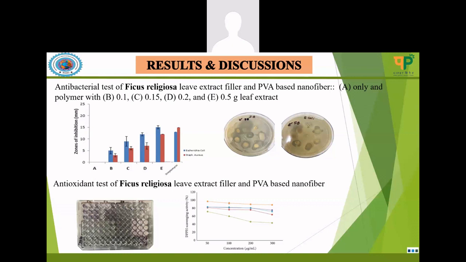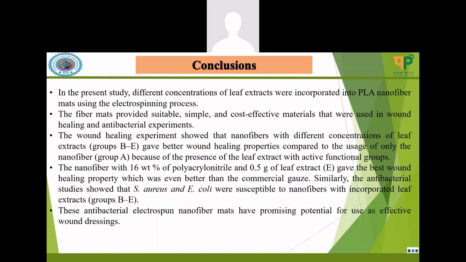Now the last one is the antioxidant activity, and here also we can see clearly that the highest loaded leaf extract nanofiber, which is the orange line, showed the highest DPPH scavenging activity, and the color has changed completely from yellowish to light pink in the figure.